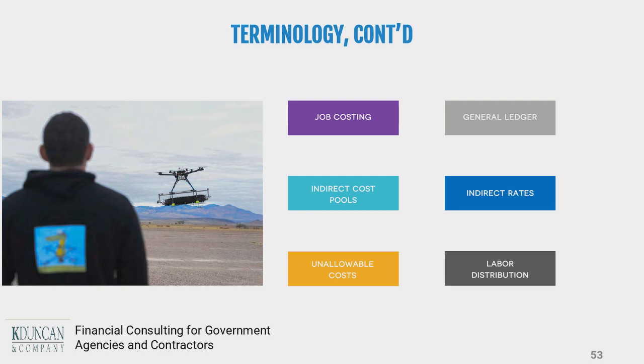Next term is general ledger. The general ledger is the bucket within the accounting system that captures and accumulates all of the transactions that go through your system. Then we have indirect cost pools.